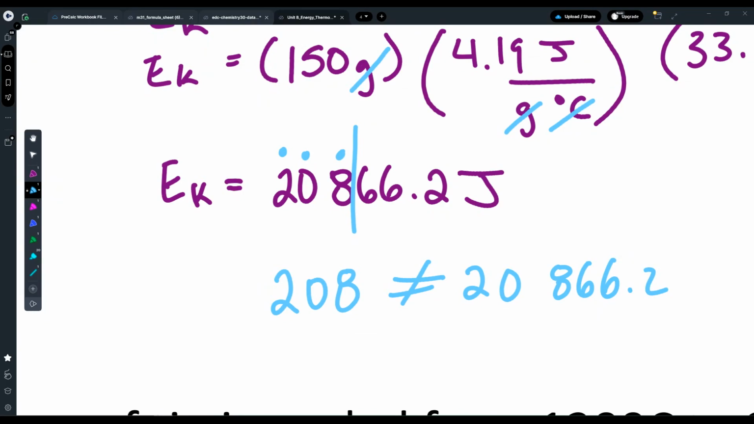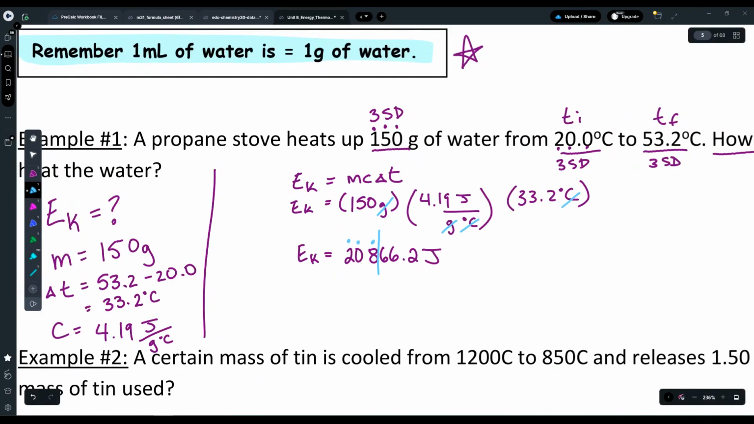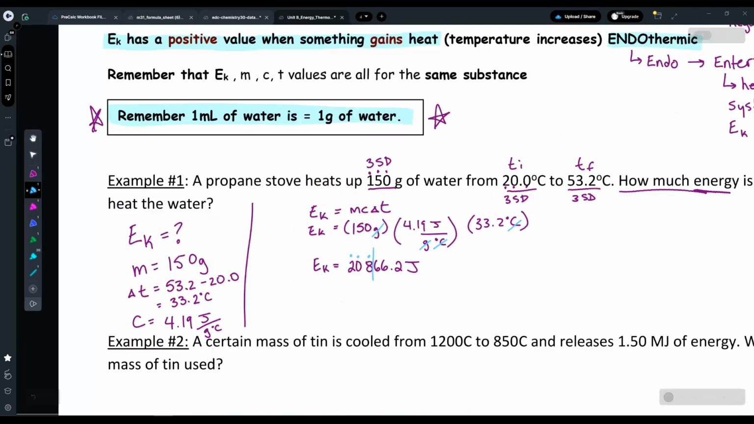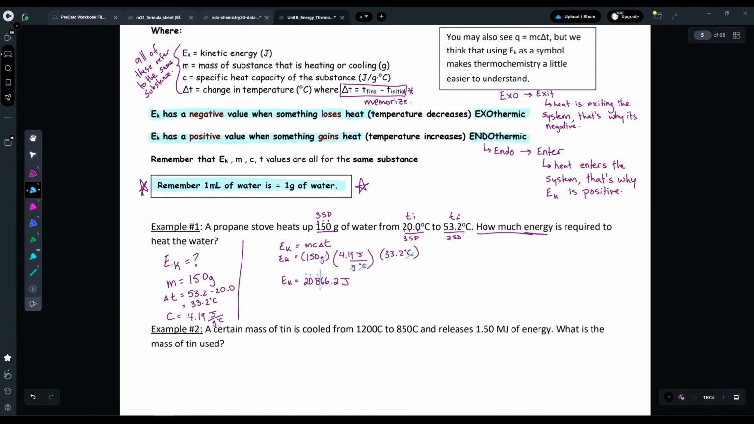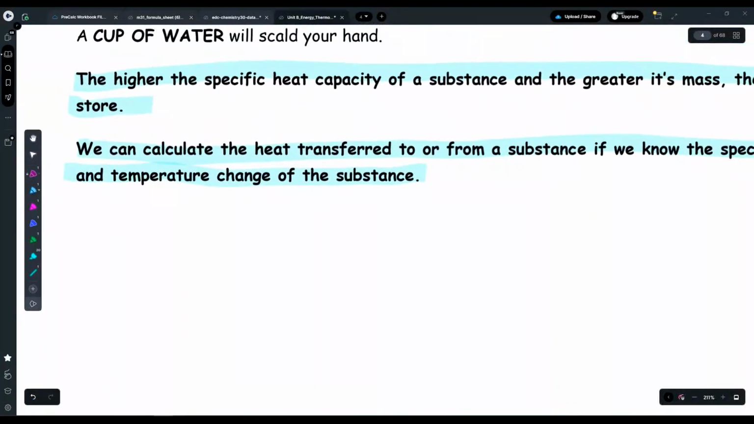We can fix it using scientific notation. Let's quickly review scientific notation, and because I don't have a lot of room here, I'm going to have to go back to the previous page. So, scientific notation. I'm going to write a little template here.